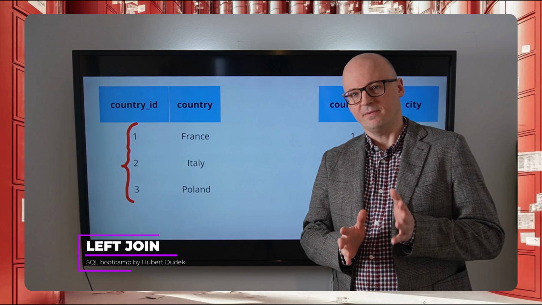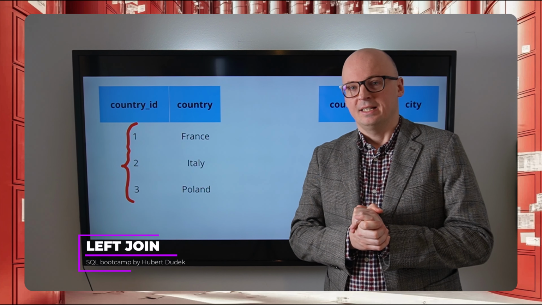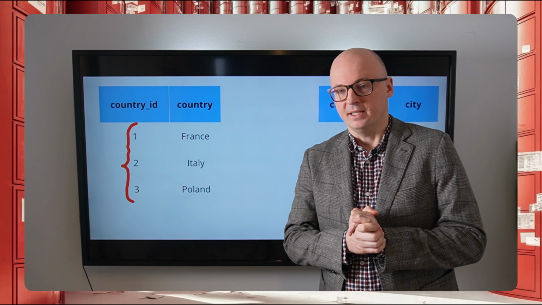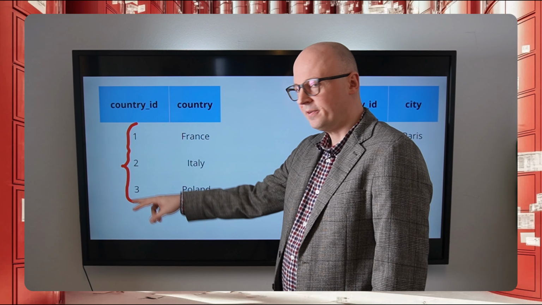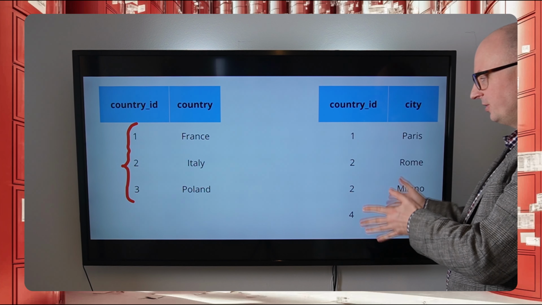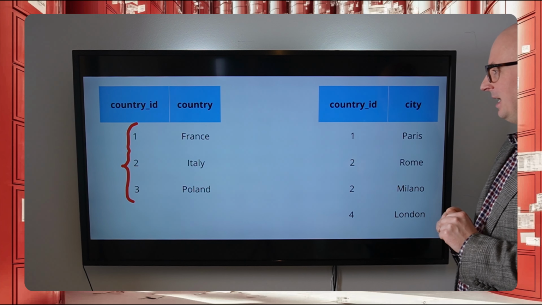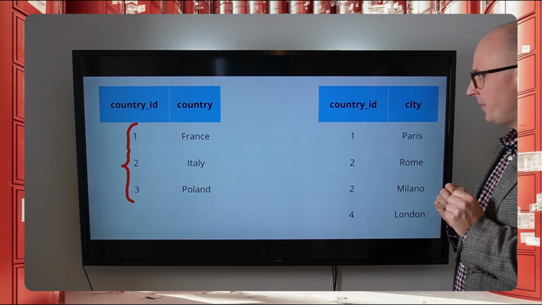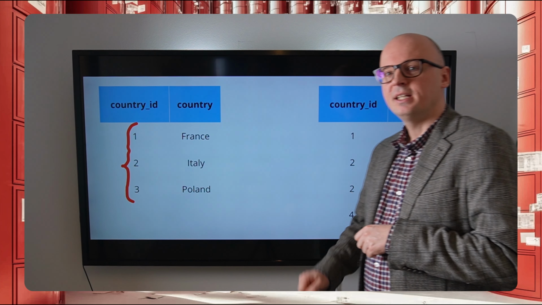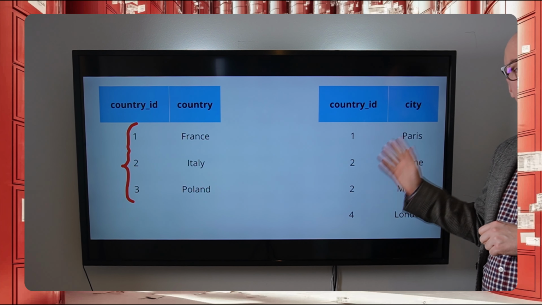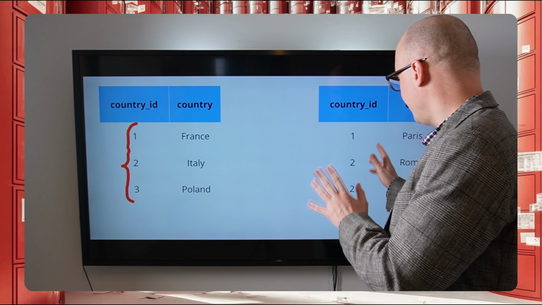Let's talk about left join, which is also called left outer join. Let's think about this way. We have a table on the left from which we take everything, and we have a table on the right from which we take only the matches. In our example, the table on the left is the table with countries. The table on the right is the table with cities. So we need to look for the matches on the right side.